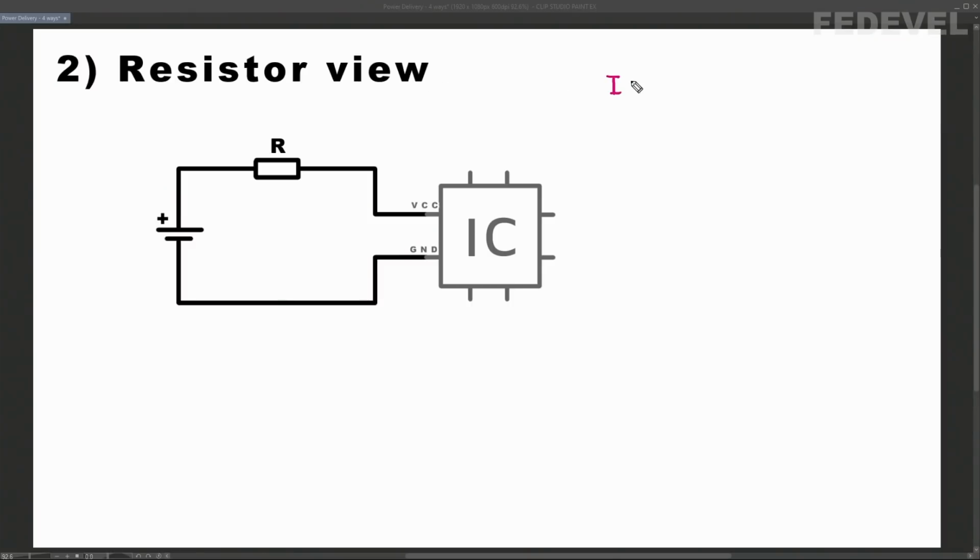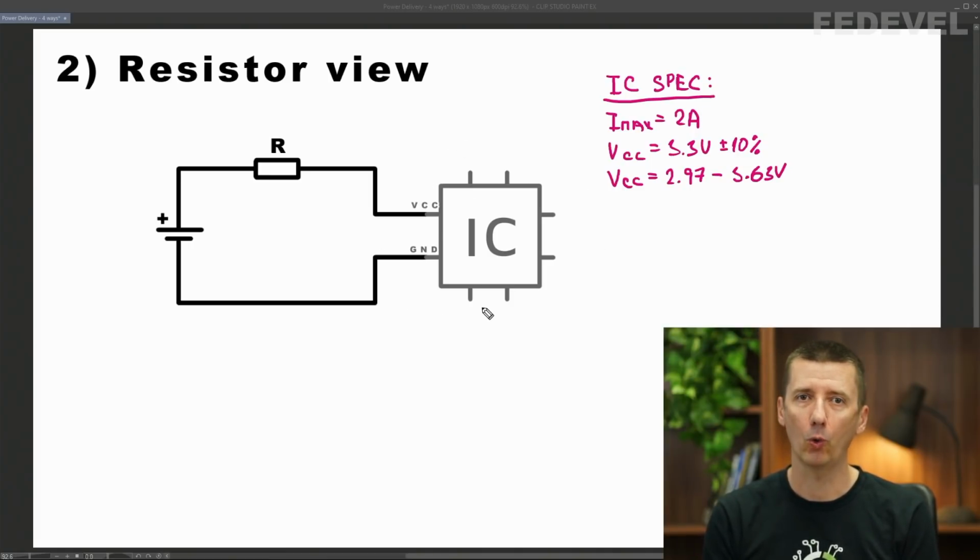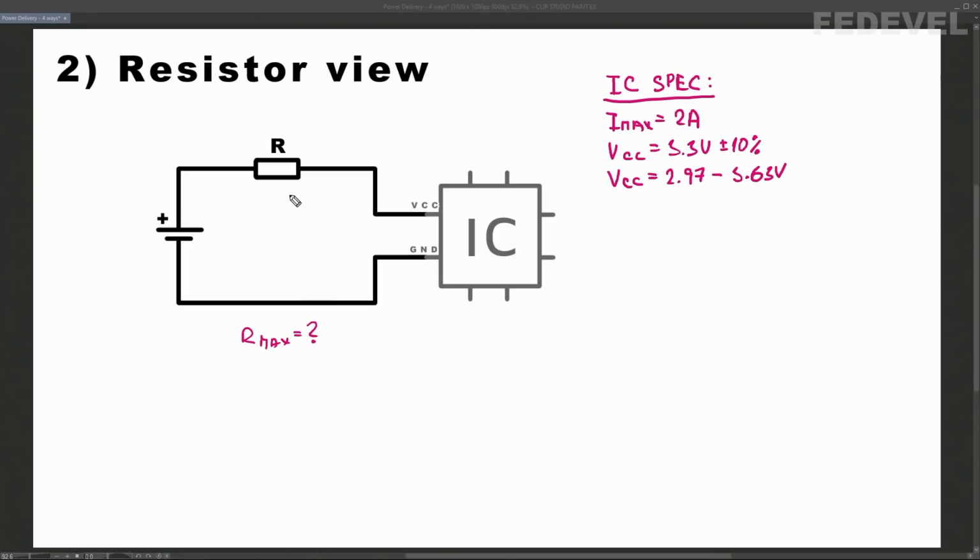In this resistor view, what do we need to be careful about? I would like to talk about this a little bit. Each chip or circuit has a recommended operating voltage and maximum current. Let's say our chip needs a maximum current of 2 amps and the operating voltage is 3.3 volt plus minus 10%. It means it will work correctly when the voltage is between 2.97 and 3.63 volts. Now, if we would like to be sure that our chip is always going to work, what can be the maximum resistance in this simple circuit? What is the maximum voltage we can lose on this resistor? It's 3.3 volt minus 2.97, that's 0.33 volt.